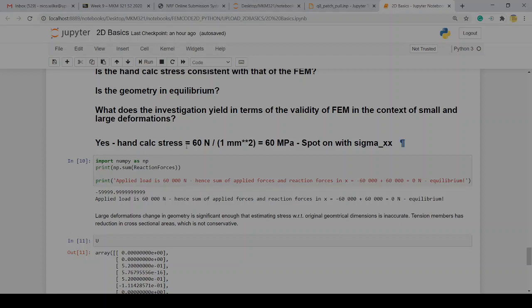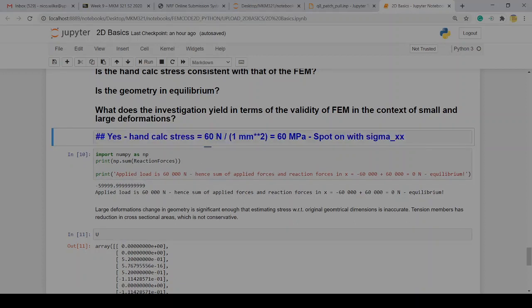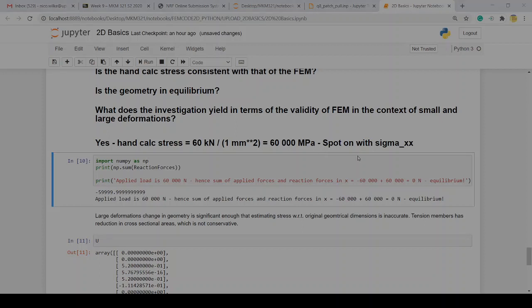So I can go and say, for the hand calc, okay, the applied load is 60 kilonewtons. So what would this be? Okay, so this should be 60 gigapascals, or 60,000 MPa, that's what we should see.